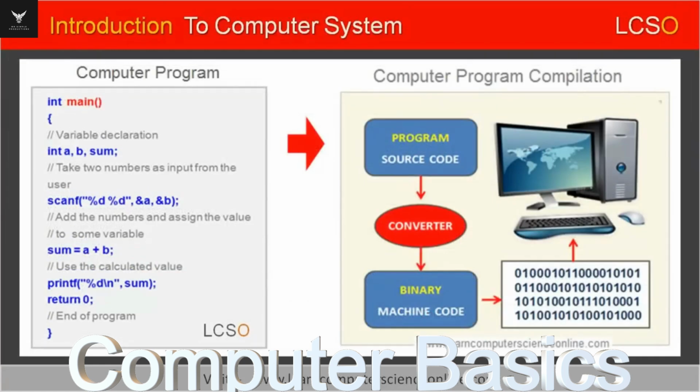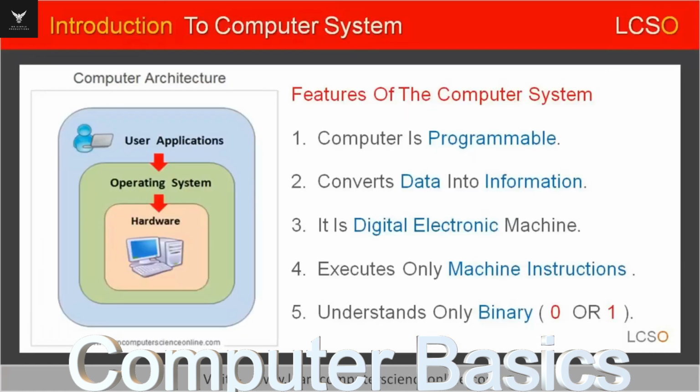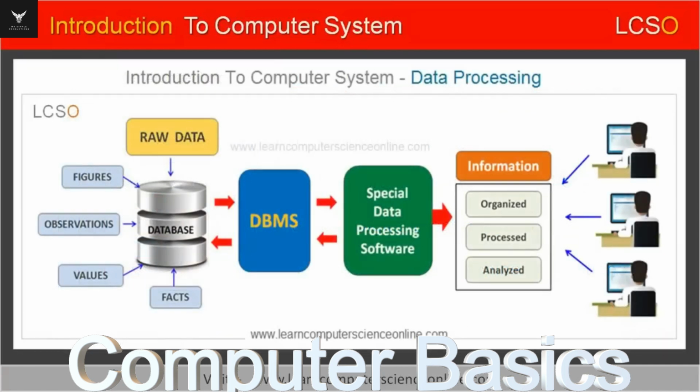The computer program directs the computer system to perform specific operations. In other words, the computer will perform the task only as per the program instructions. Second, the computer is used to process the data. Data processing is one of the most common uses of computers. The computer processes the raw data and produces information.